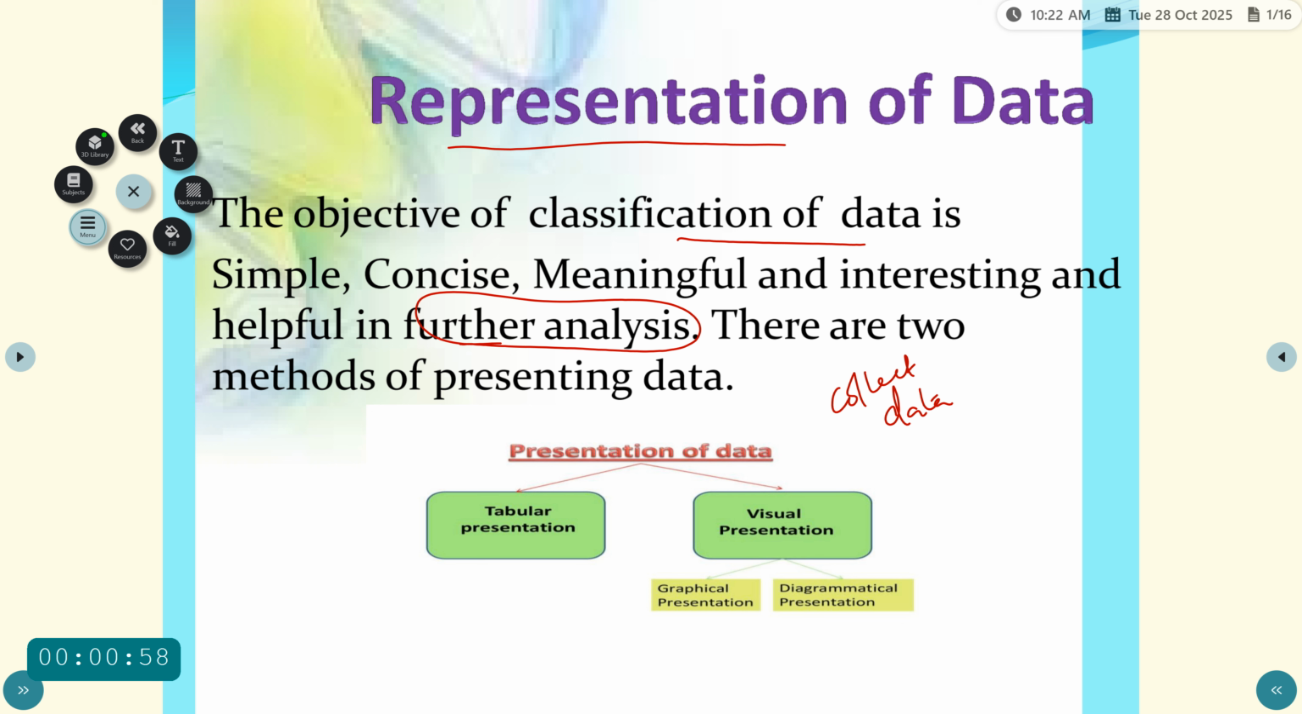Here, there are two methods for representing collected data. The first one is table presentation, and the second one is visual presentation. Visual presentation is further classified into two types: one is graphical presentation, another one is diagrammatical presentation. So, organizing the collected data in a simple method which gives a meaningful order or is interesting to study is called the representation of data. What are the two major types? Tabular representation and visual representation.